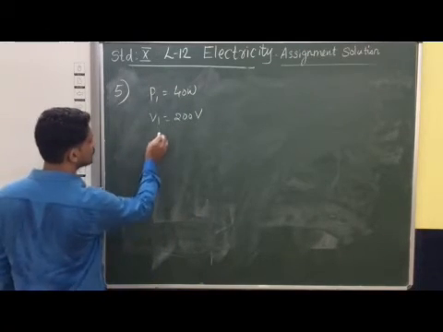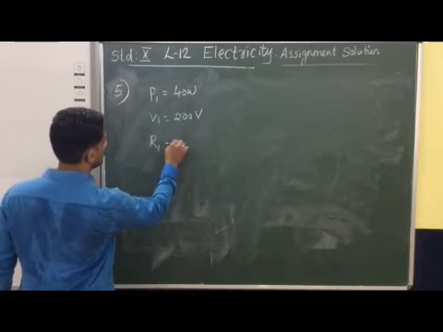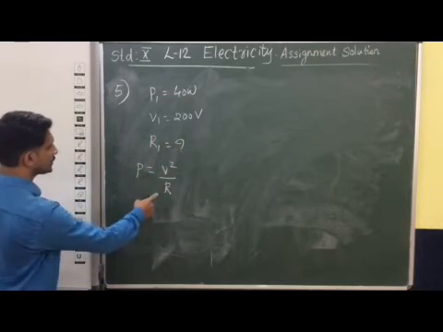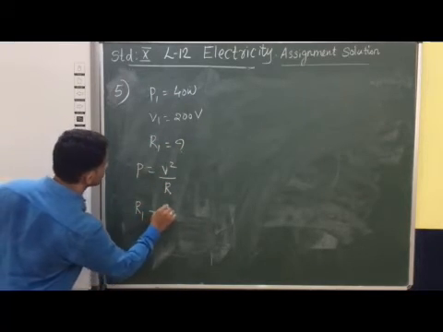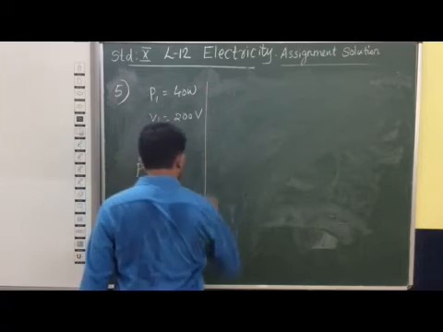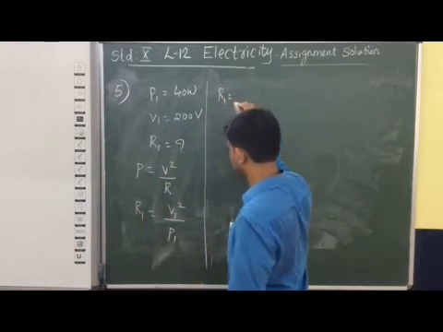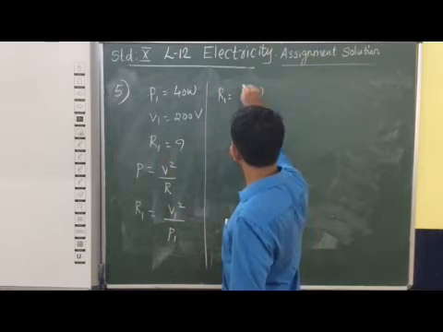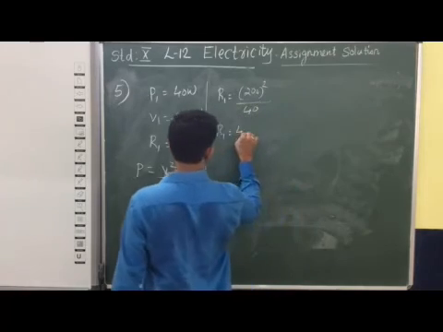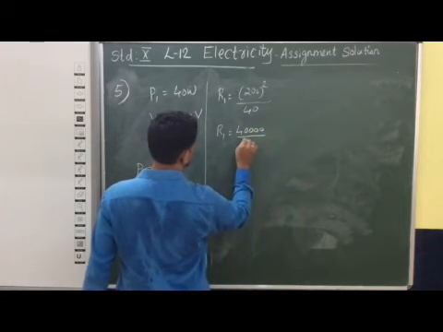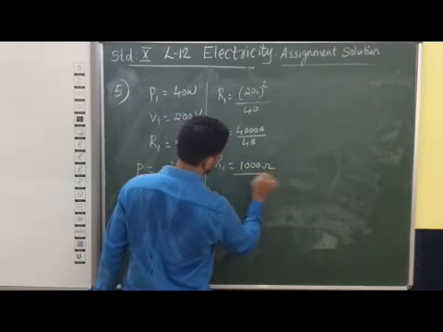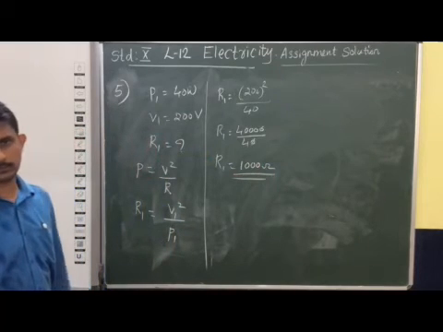First we calculate the resistance R1. We can use the formula P is equal to V square divided by R. So R1 is equal to V1 square divided by P1. Substituting, R1 is 200 square divided by 40, that is 40,000 divided by 40. That means R1 is 1000 ohm.